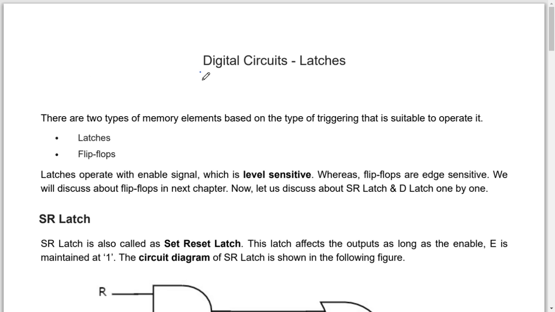Digital circuits, latches. There are two types of memory element based on the type of triggering that is suitable to operate it: latches and flip-flops. Latches operate with an enable signal which is level sensitive, whereas flip-flops are edge sensitive. We will discuss flip-flops in the next chapter. Now let us discuss the SR latch and D latch one by one.